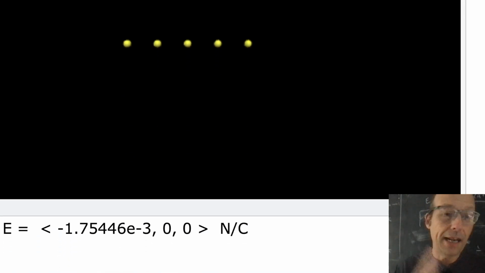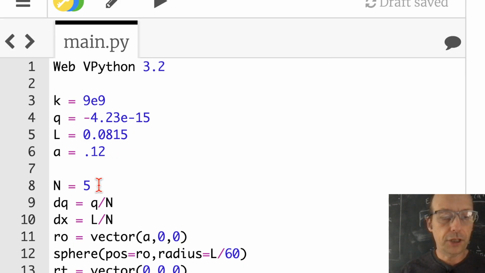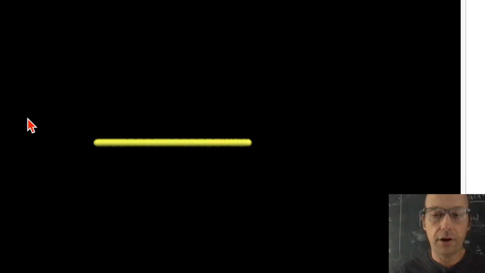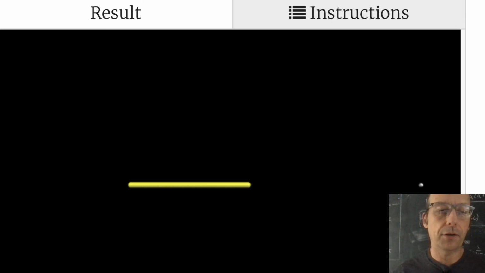And there we go. Now, 5 is not that many. Let's just do 200 points instead, because that makes more sense. So I'm going to change this to 200. And again, we don't have to draw these spheres. There they are. And there's my observation location right there. I could draw a vector to represent the electric field too, but I'm not going to do that.